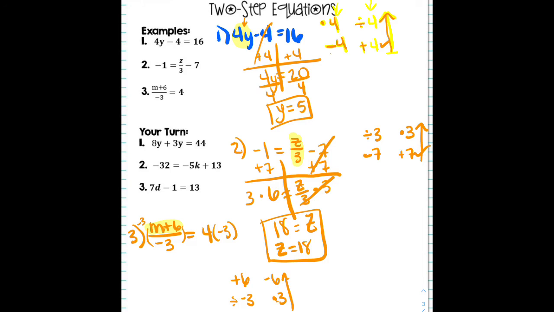So first I want to multiply by negative 3 on both sides. Negative 3 divided by 3 is going to be 1. I'm left with m plus 6. 4 times negative 3 is negative 12. Now I've done this step, and I need to subtract 6 from both sides. So 6 minus 6 is 0, and I just have m. And negative 12 minus 6 is going to give me negative 18. I'm making it more negative, so it's going to be negative 18.